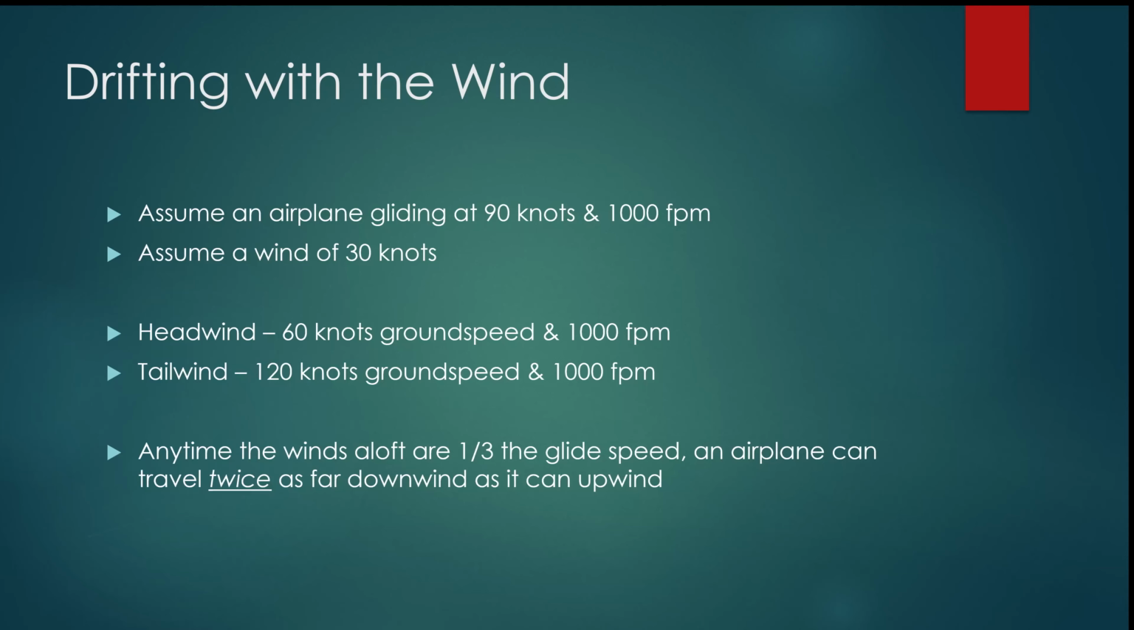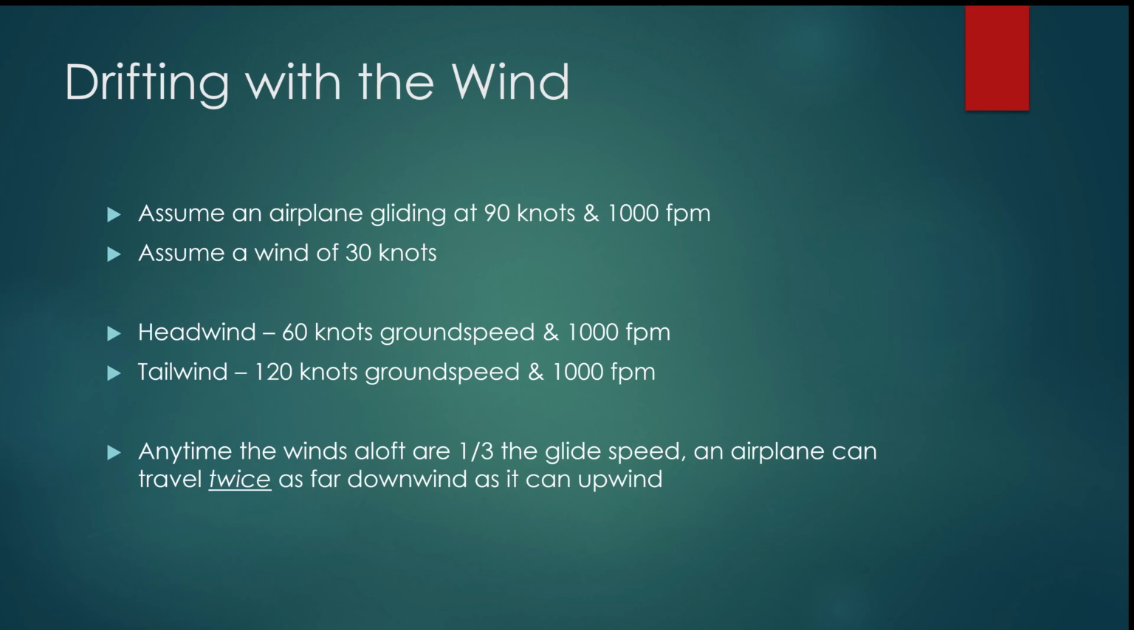I don't have a slide that's going to show this, but if you want to think about what the algebra would look like, just picture that the airspeed, you add 1/3 for the tailwind, so that gives you 4/3. You subtract 1/3 for the headwind, that gives you 2/3, and 4/3 is twice 2/3. That's why you can go twice as far downwind as you can go upwind.